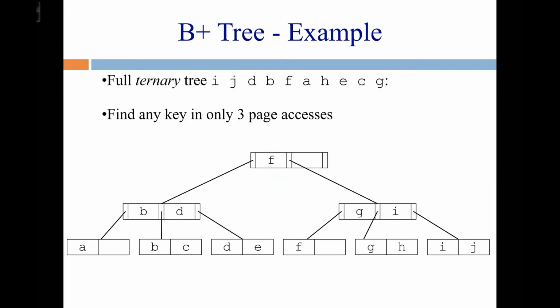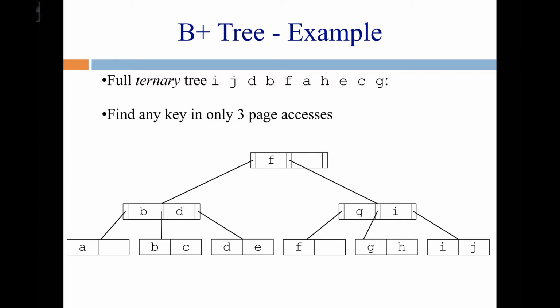Here is what the full tree would look like if it's a ternary tree, and we're using the same insertion order from the original example we did way back where we were trying to use a binary search tree. So if we insert all the items in the same order, we'll end up with this B plus tree if it's a ternary tree. And the key here is that no matter what we're looking for, we can find anything in this tree with only 3 page accesses guaranteed, instead of relying on getting lucky with the traversal order through a binary search tree.